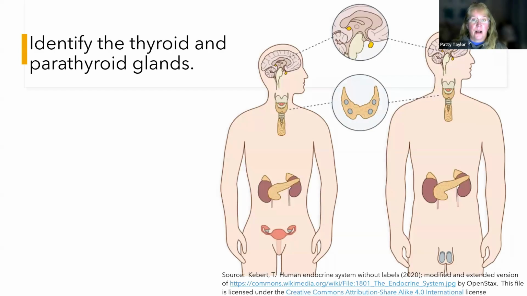So in summary, we've got the thyroid and parathyroid glands. Both are found around the trachea. Parathyroids are found as little nodules on the back side of that thyroid gland.